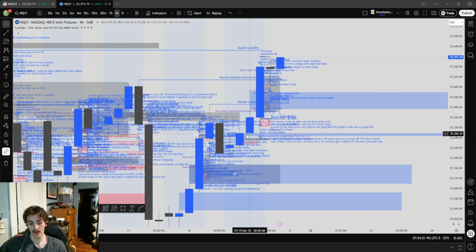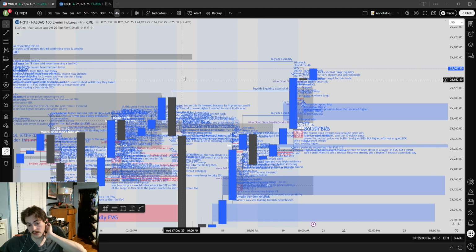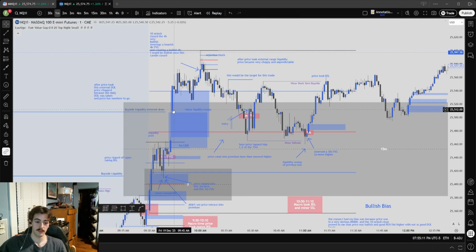Then it also created this 4-hour bullish, and because it created this 4-hour bullish and inversed these two bearish 4 hours, I was obviously bullish for the day. The price rips higher, chops, obviously chops. I was looking for a retrace after this chop.